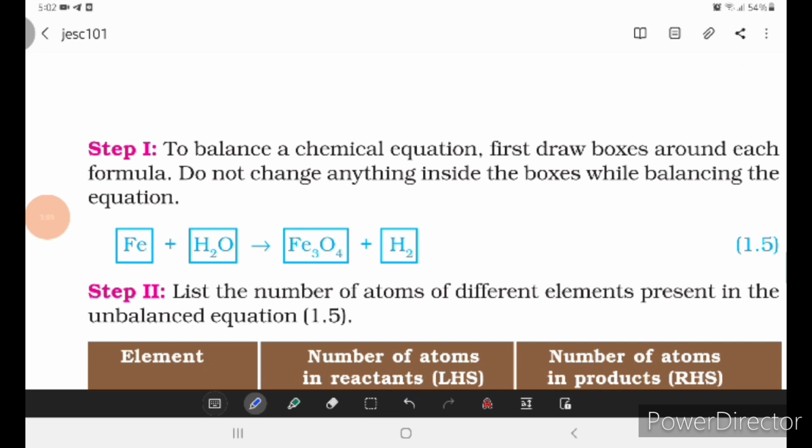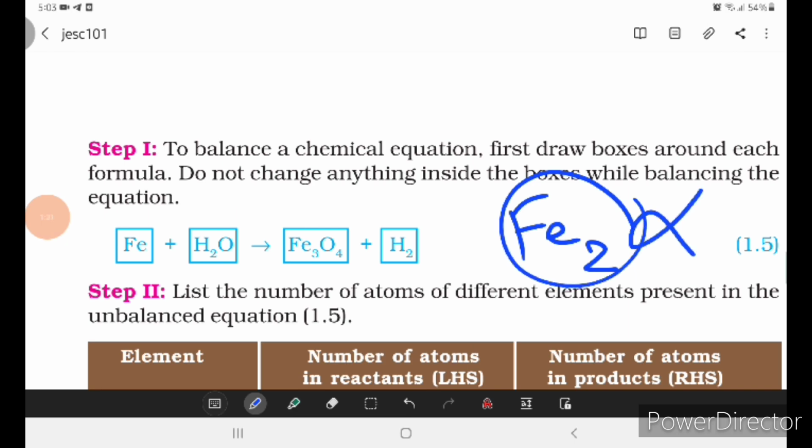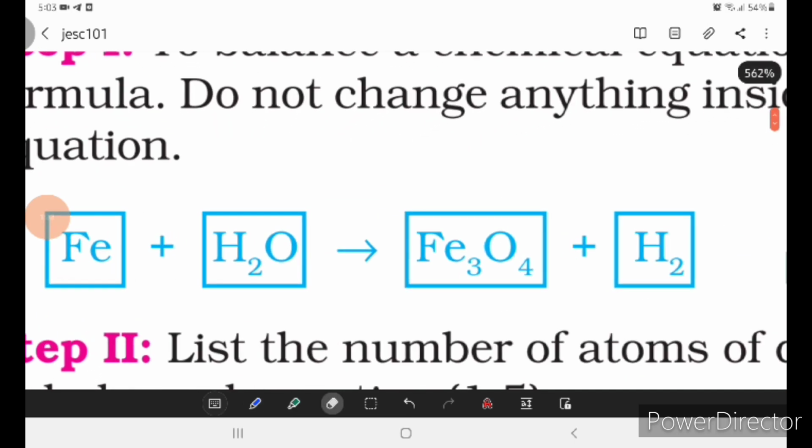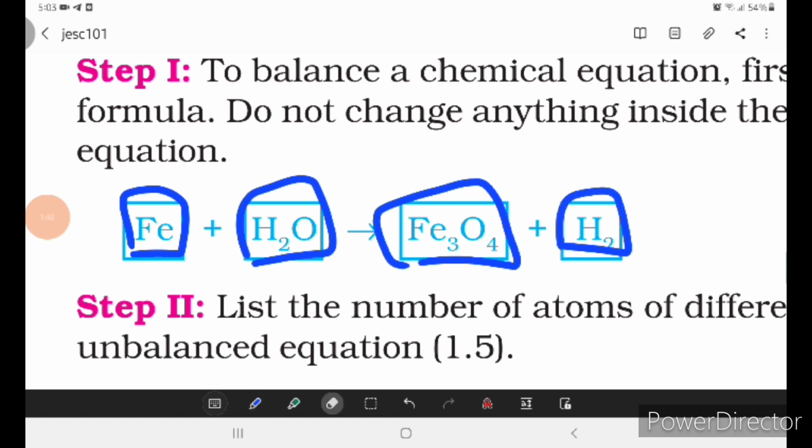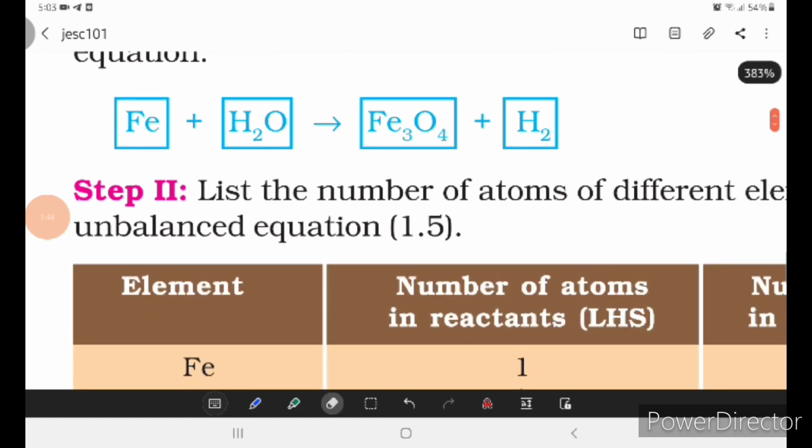To balance a chemical equation, first draw boxes around each formula. Do not change anything inside the boxes while balancing the equation. If you're given a reaction, we should not change anything in the reaction. Like you have Fe. We are not allowed to change it to Fe2, writing it in the subscript. We should not change in that way. So just draw boxes around every element and every compound, so that we will not make any changes in them.